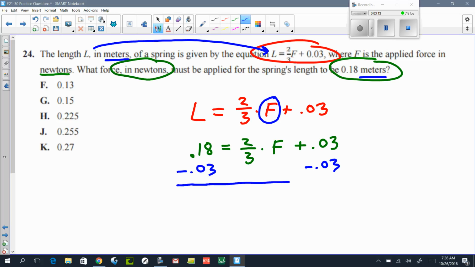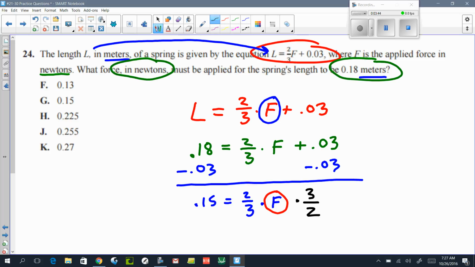Here's an example of maybe some math that you might want to be able to do without using a calculator, just for efficiency and speed's sake on the ACT. 0.18 minus 0.03 is 0.15, which is equal to 2/3 times the force. We want to figure out what the force is, so we have to get rid of this fraction. This is absolutely a key concept. The best way to clear a fraction is to multiply by its reciprocal.